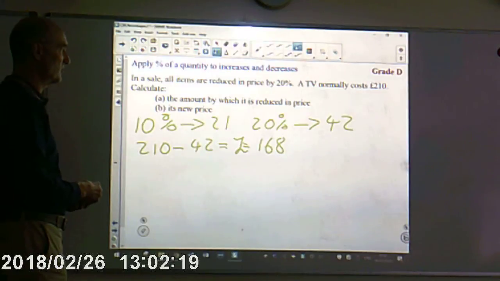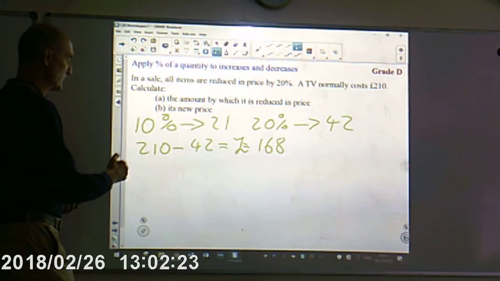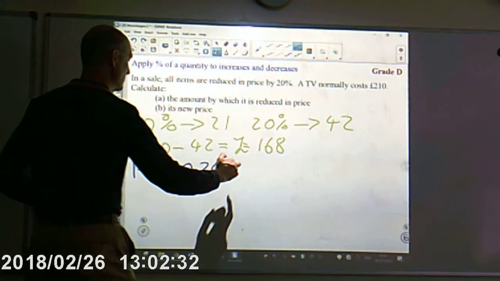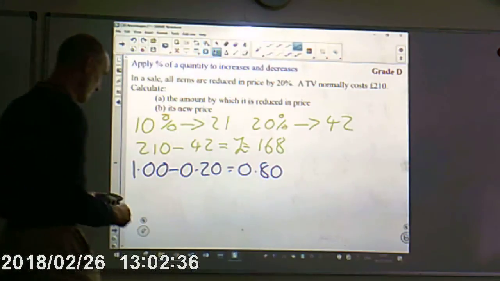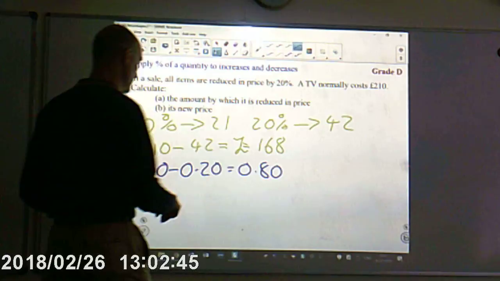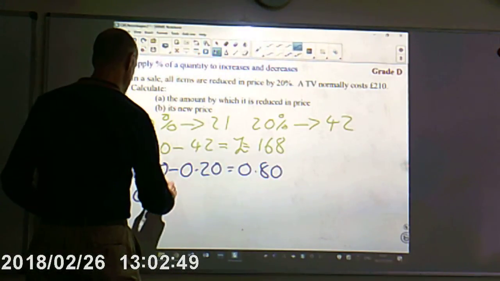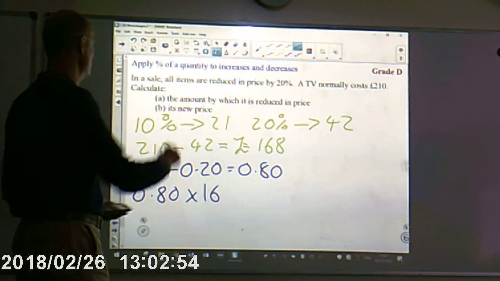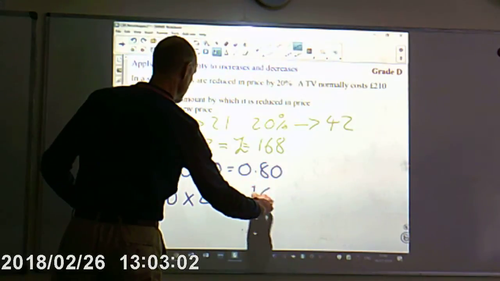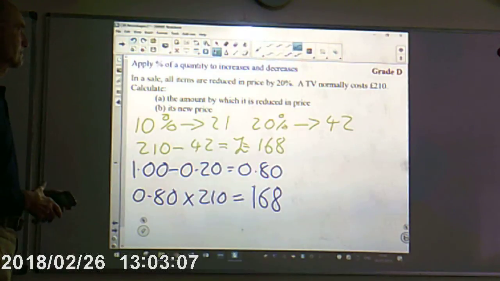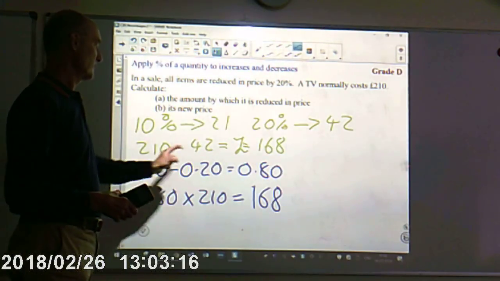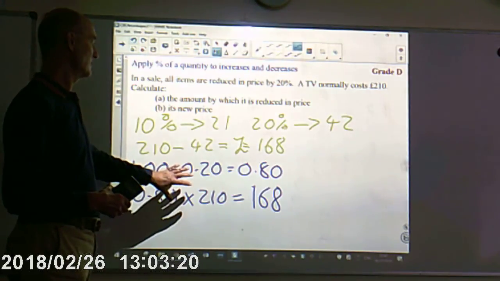Could we go straight to the new price using a multiplier? Well, if we start off with one, whole one, we're taking 20% off. So that's our new multiplier, 0.8. So 0.8 times 210 should give us 168, which indeed it does. Okay, using the multiplier. So when we've got nice little figures like this, 20%, 10%, 50%, yeah, we can go down this route. Don't forget, when things get a little bit more complicated, we're going to need to have an understanding and know what we're doing with a multiplier.